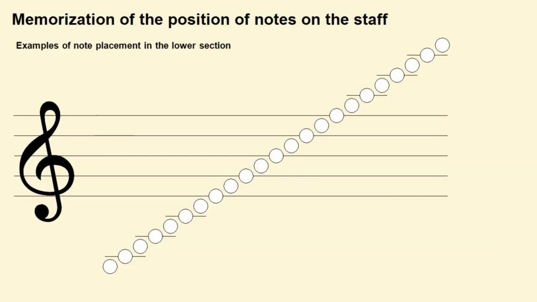Next are 2 examples of the process of locating notes in the lower section. E, G, B, F, A.